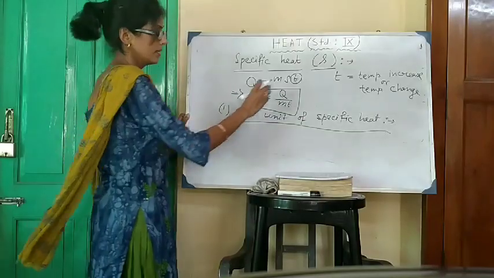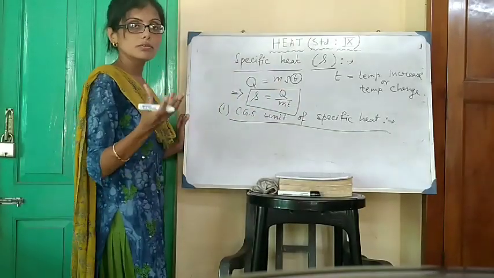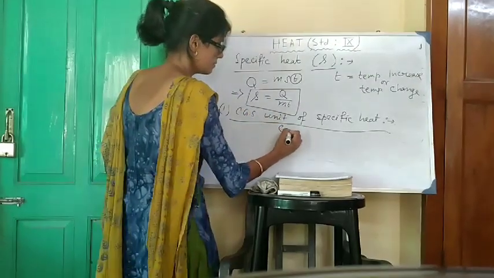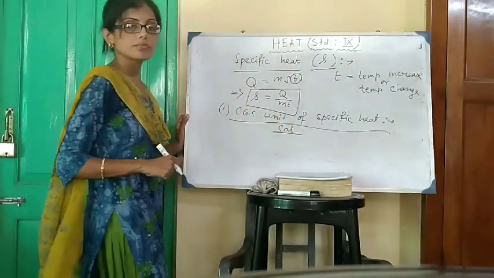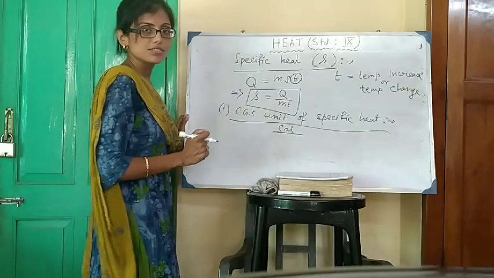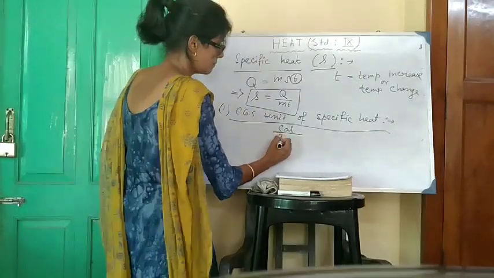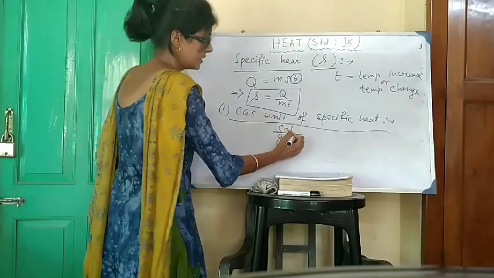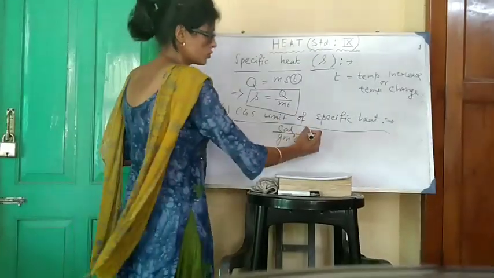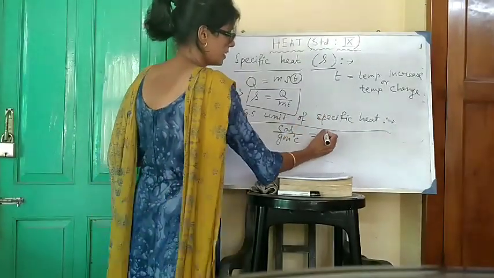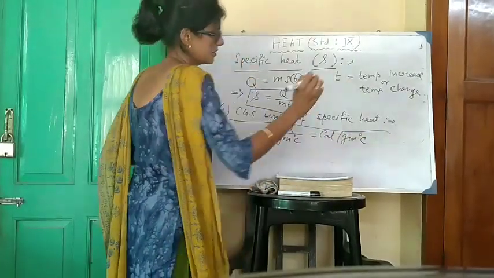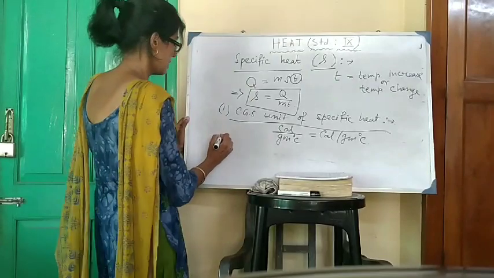See the formula. In the numerator Q, total amount of heat. What is the CGS unit of heat? Calorie. So write calorie divided by, in the denominator, mass, CGS unit of mass, gram, CGS unit of temperature difference, degree centigrade. Okay, so what is the CGS unit of specific heat? Calorie per gram degree centigrade.